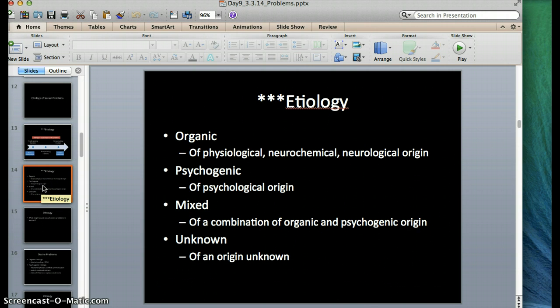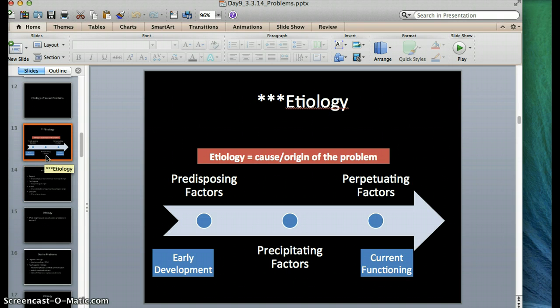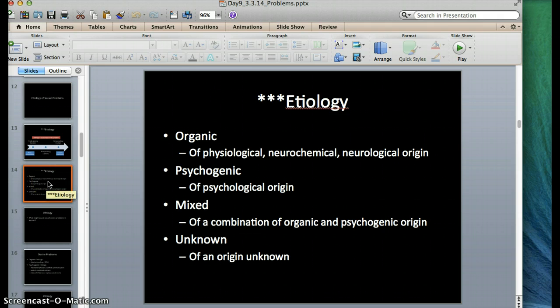Now, another important part of the etiology of sexual problems is whether they are organic, psychogenic, or mixed, and sometimes they're unknown. So typically what would happen is a clinician would say something like, okay, this is due to a predisposing factor of sexual abuse, and now it's of mixed origin, or it's of psychogenic origin.